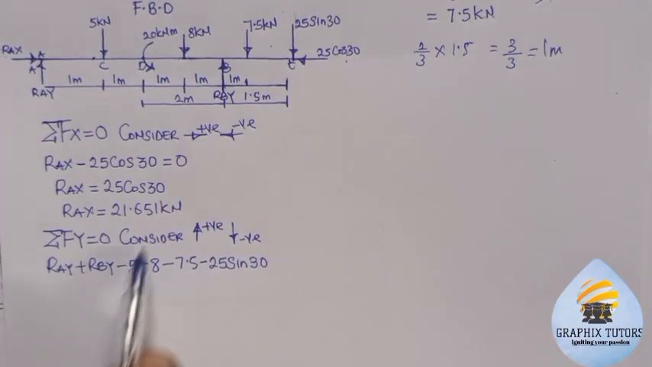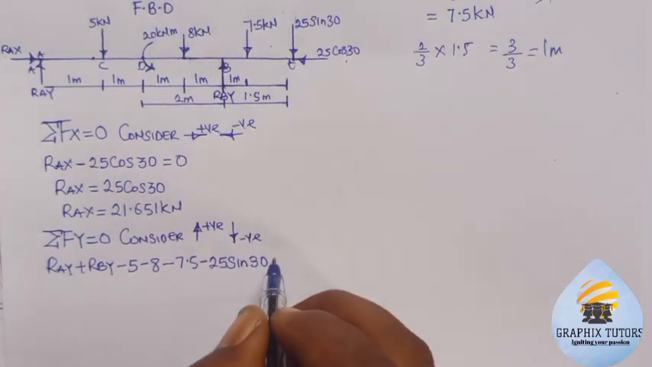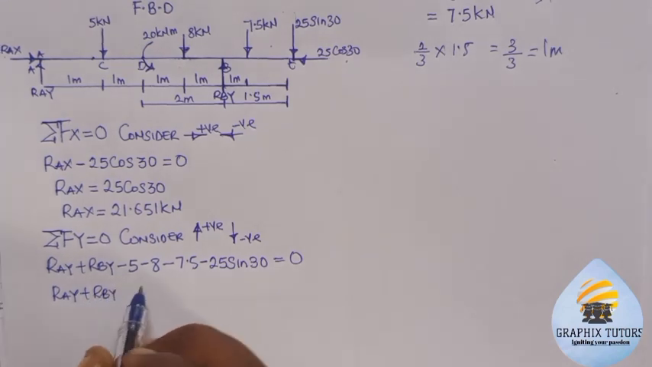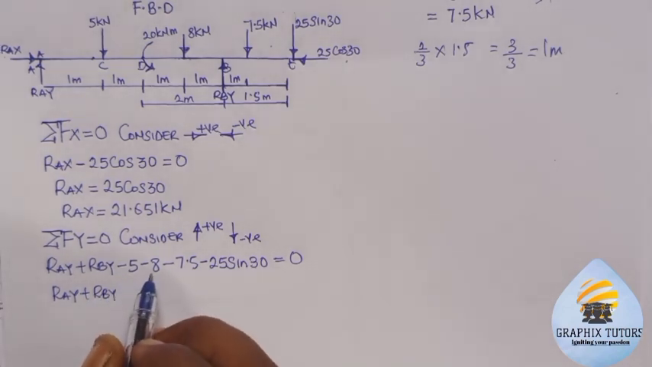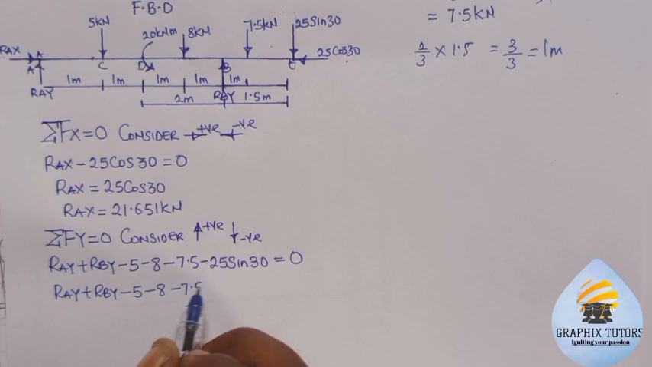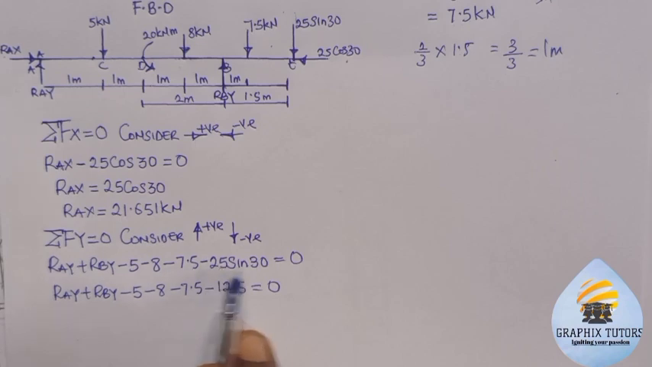It is not a force acting downward. It's a turning force, right? Now, this is all we have: 5, 8, 7.5, and 25 sine 30. And why are they negative? Because they are facing downward. My condition says any force facing downward should be negative. Now, equals 0. So AY plus BY, minus 5, minus 8, minus 7.5, minus 12.5 equals 0, because 25 sine 30 will give you 12.5.